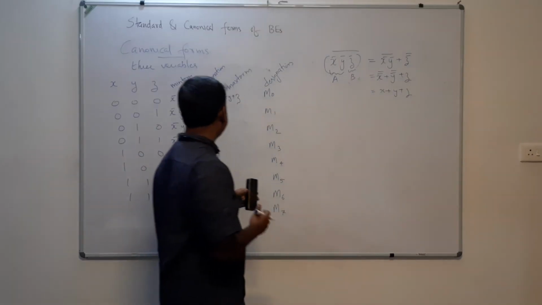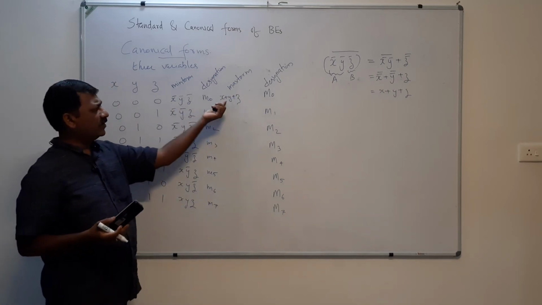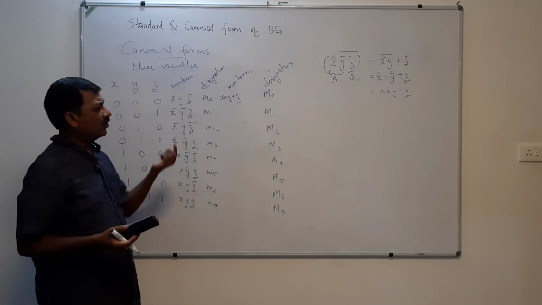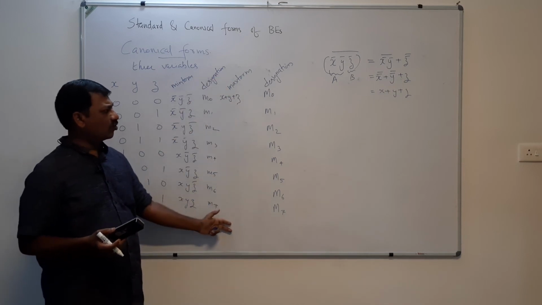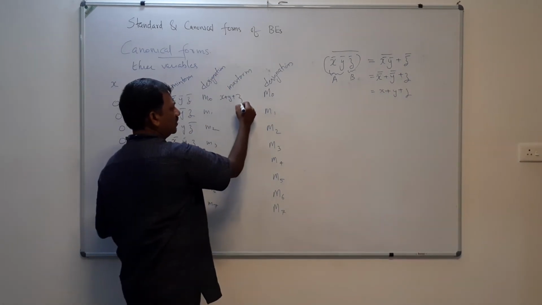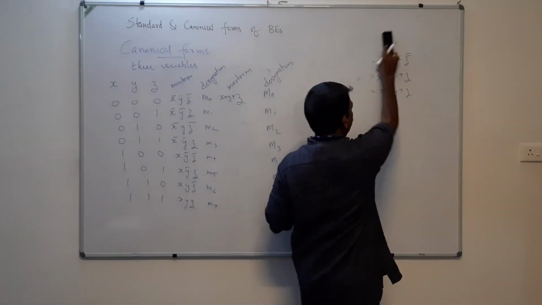That means this max term is the complement of this min term. So for all these min terms, you have to find the complement. It is very easy to write that. How to write that? I will show you.